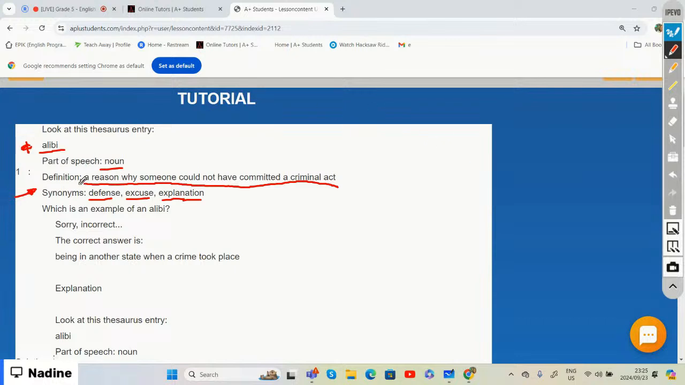All right. So if we look at the synonyms, right? Firstly, the definition is a reason why someone could not have committed an act or criminal act. And the synonyms are defense, excuse, and explanation. So now, which is an example of an alibi?